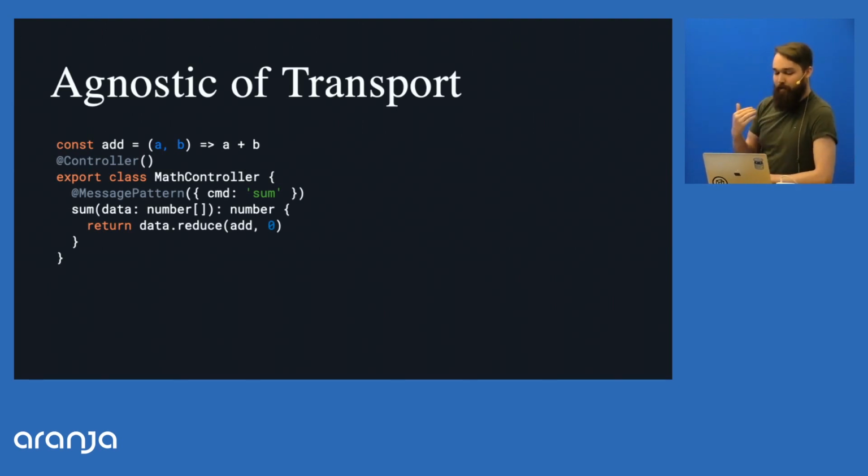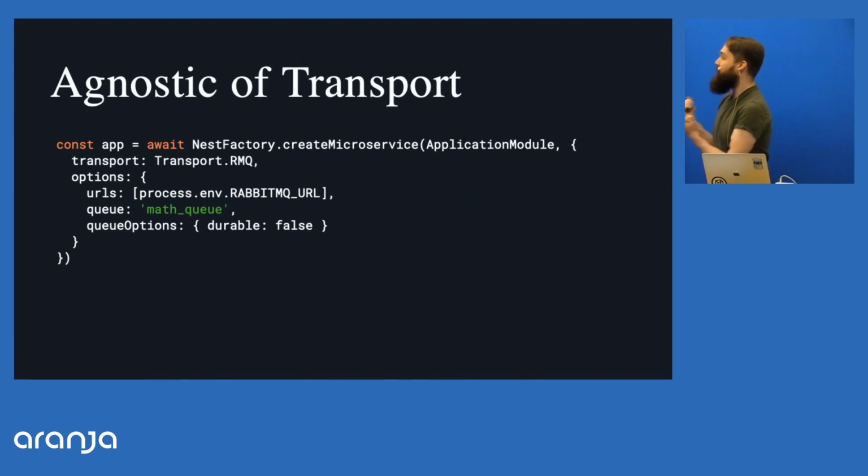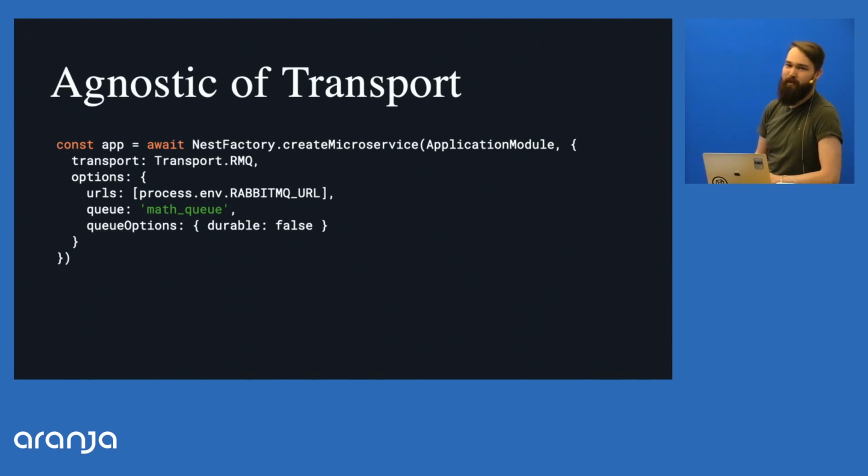So our controller has no idea whether messages are coming over TCP, whether they're coming over RabbitMQ, MQTT, NATS, or whatnot. It doesn't matter. That we control when we create the service. So this is what it would look like to create a microservice in Nest. We say, Nest, would you please take my module and make it a microservice that listens over RabbitMQ with these options.